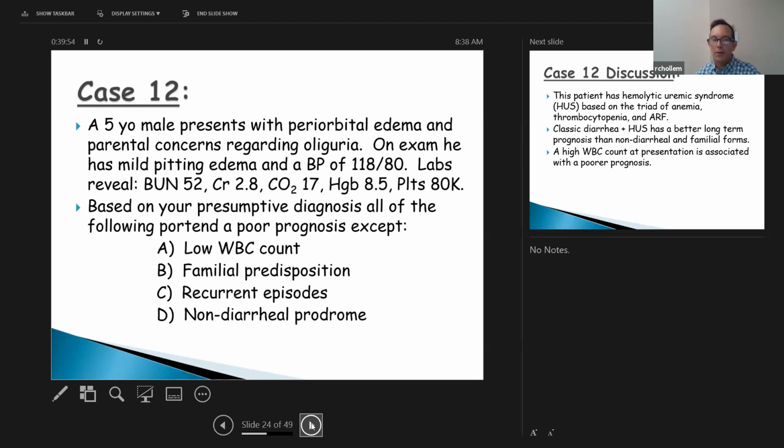What has a better prognosis? Classic E. coli O157:H7 diarrhea positive HUS or familial genetic atypical? Yeah. And the atypical forms tend. Is the answer the white count? Yes.